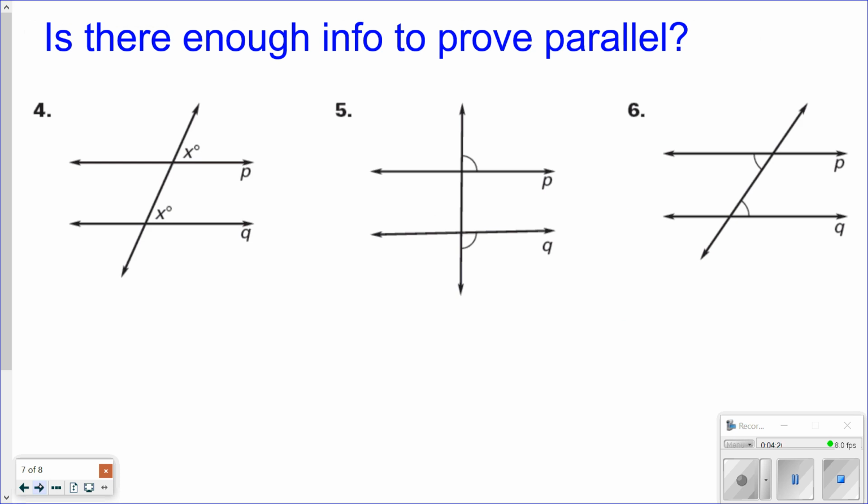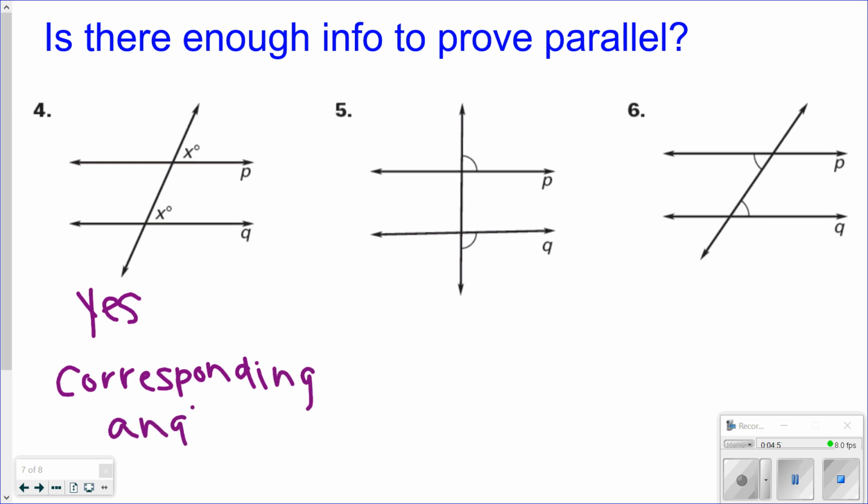Is there enough information to prove that the lines are parallel? All right, so very similar to what we were doing in the previous examples. So for number 4, what do you think? Is this enough information, yes, or not enough, no? The correct answer is yes. And these are corresponding angles. And if they're both x, that means that they are the same measure.